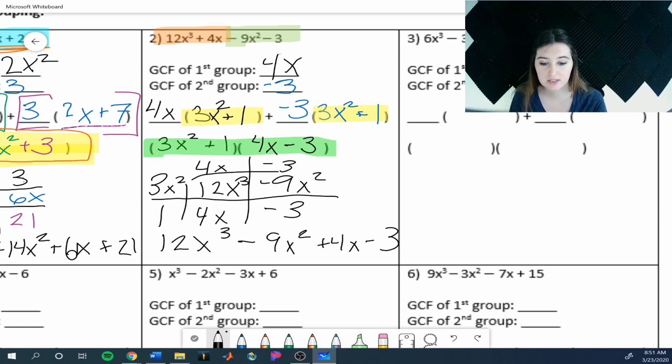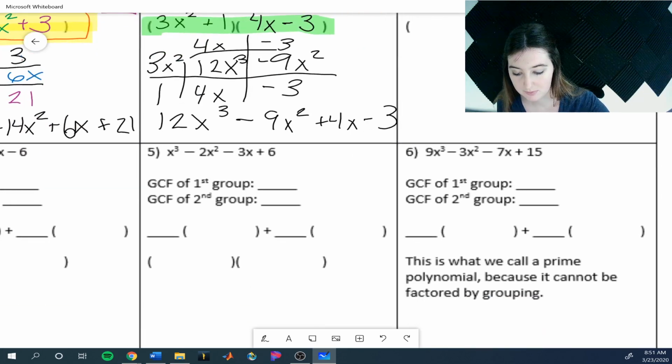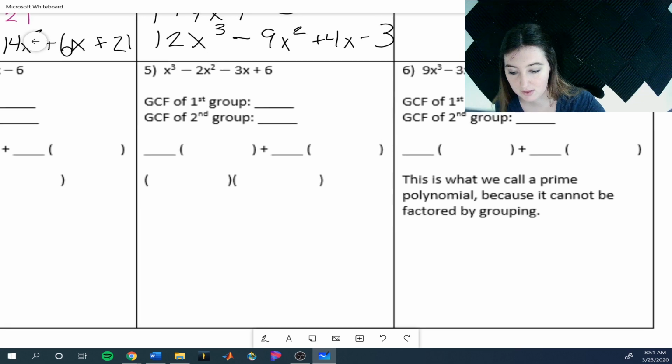Let's look at number 3, and then we may cut it off. Number 3, and then we'll practice more tomorrow. All right? So here we go. Number 3. Actually, I might jump to a different one. I think I might jump to number 5. I want to practice number 5. Okay, here we go. Number 5.